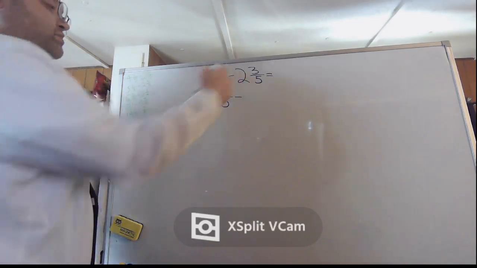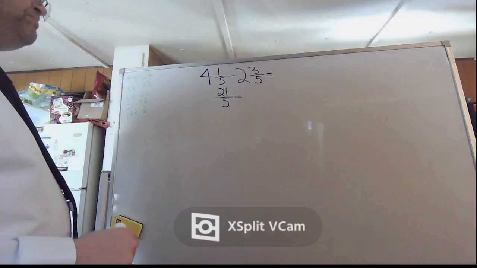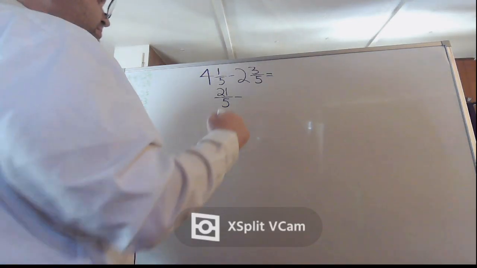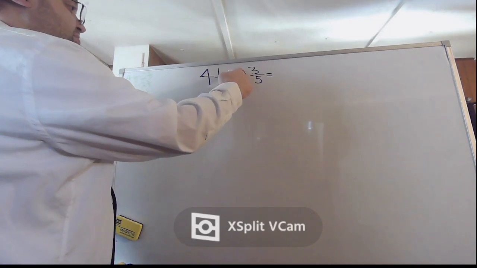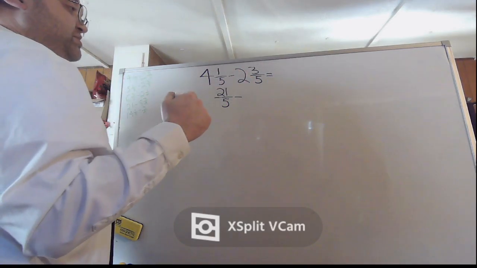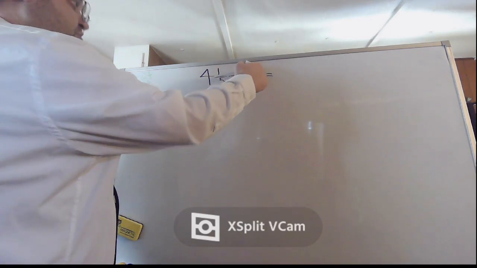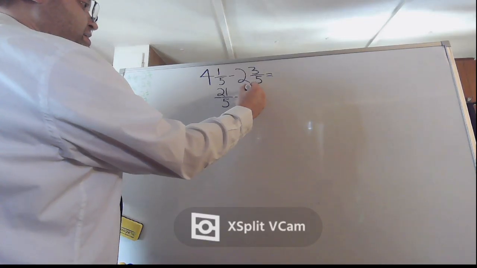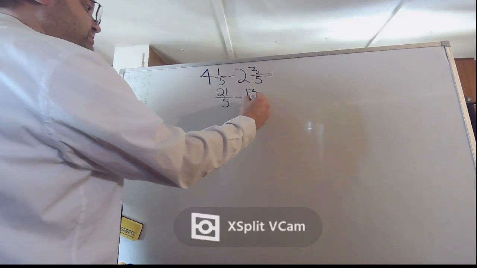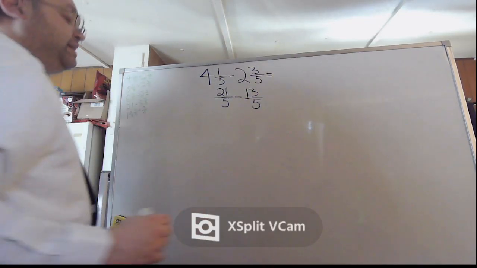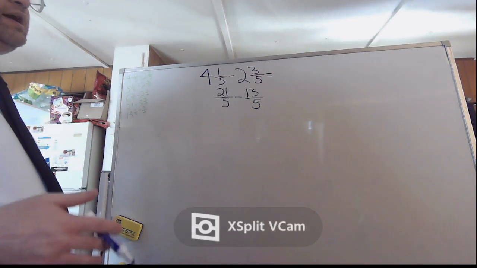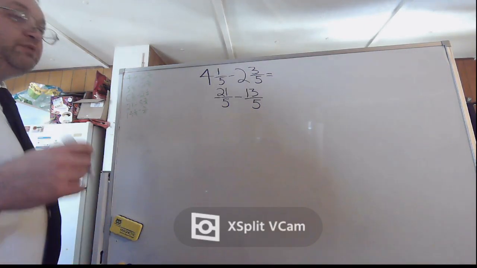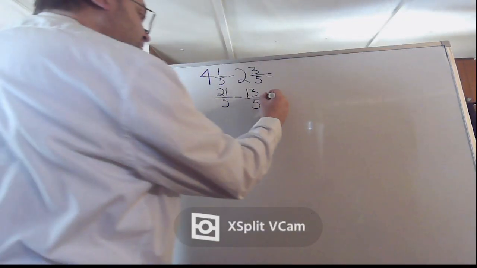Minus, now we got to deal with 2 3/5. Again, you're going to multiply the denominator of 5 times the whole number of 2, so 5 times 2 is 10, plus the numerator 3, that'll be 13/5. Now that we have fractions with the same denominator, we can go ahead and just do the subtraction. 21 minus 13 is 8.